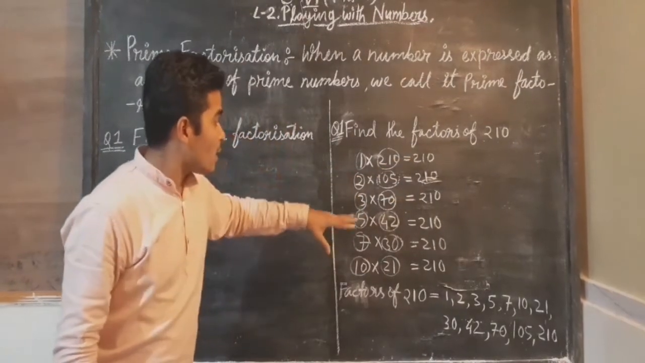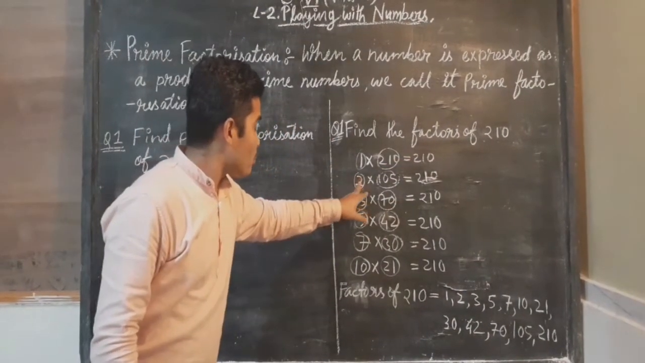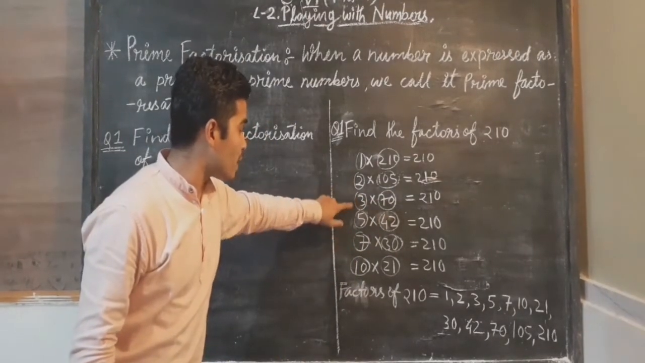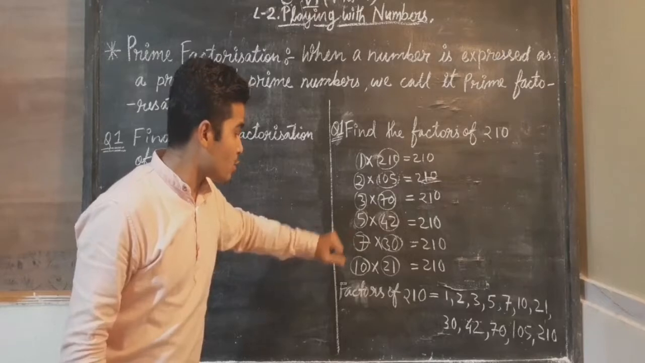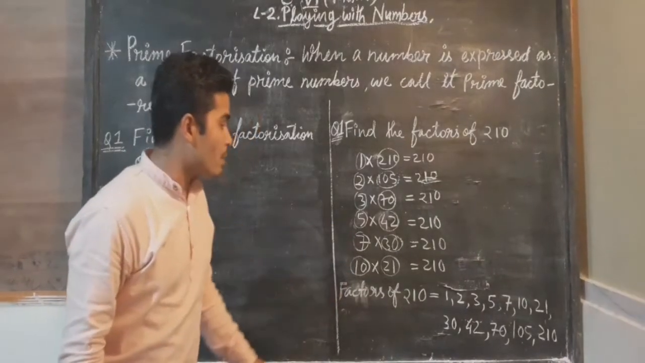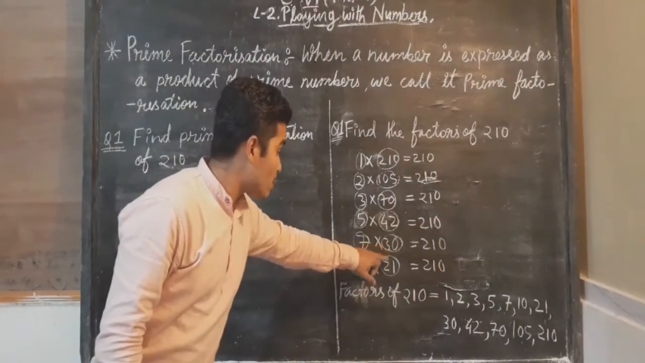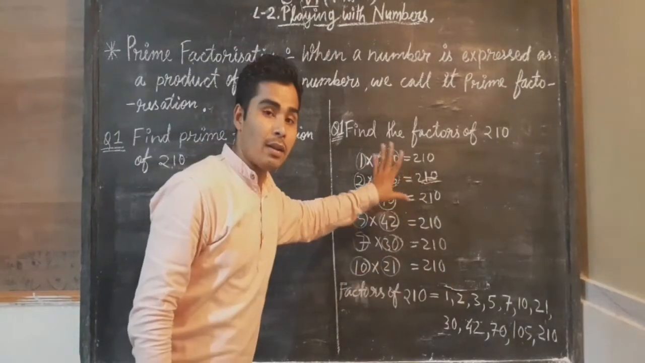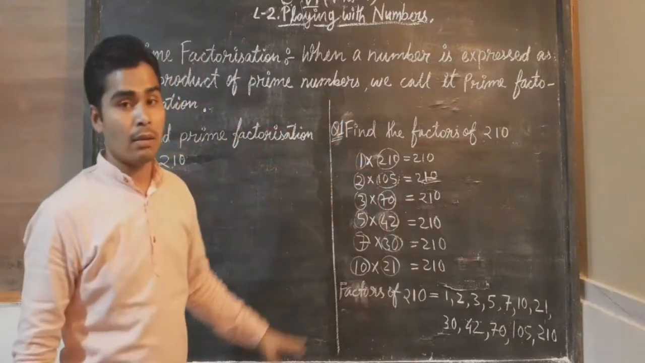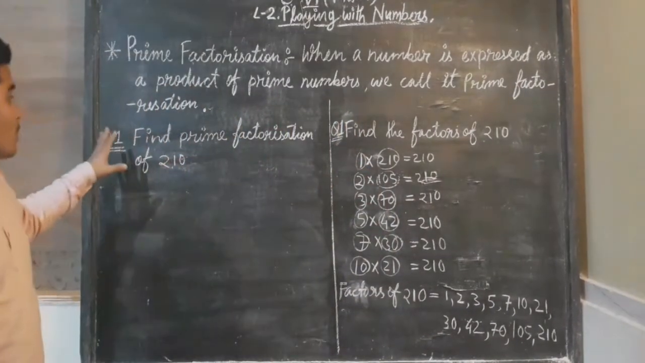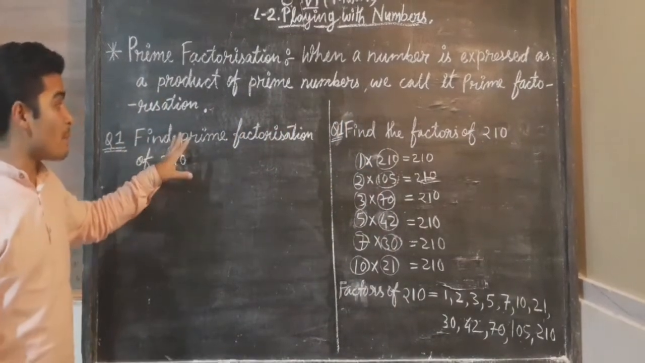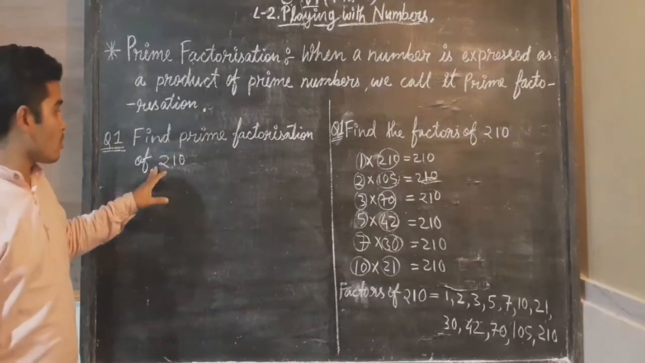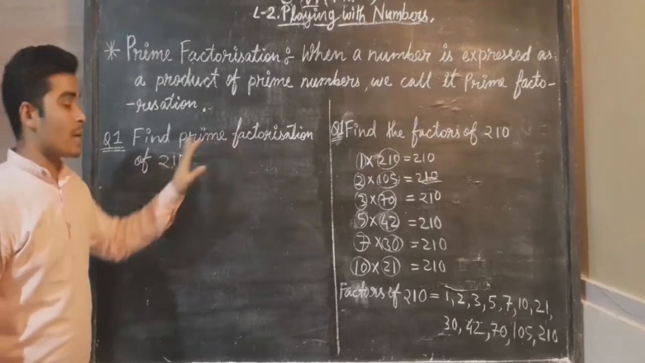This is a mixture of composite numbers and prime numbers. You can see 2, 3 are prime numbers, 5 is also prime, 7 is also prime, but 10 is not prime, 21 is not prime, and 30 is not prime. So these are the normal factors of a number. But now we have to learn how to find the prime factors of a number. So for the same number, I am also going to find the prime factorization.